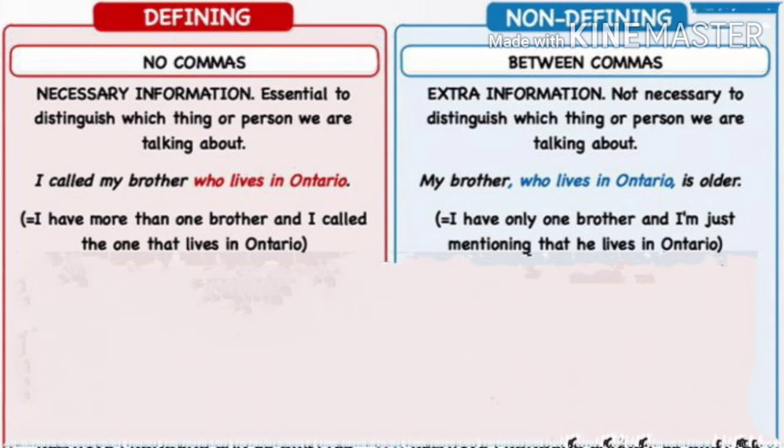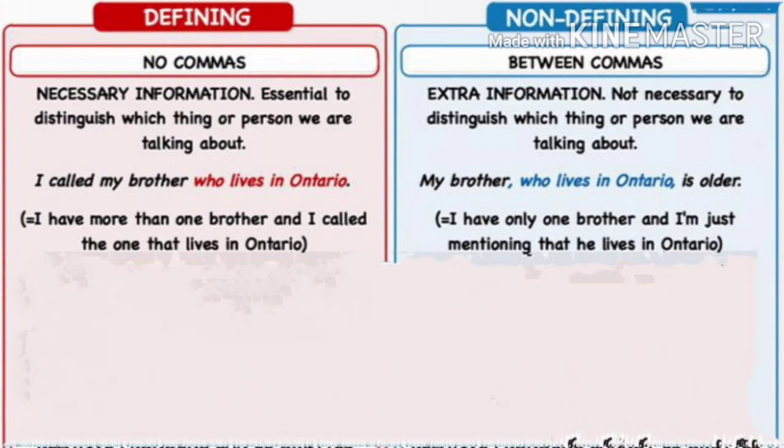Coming to non-defining relative clause, we use the relative clause between commas because it is extra information we are giving here, not necessary to distinguish which thing or person we are talking about. For example, my brother, who lives in Ontario, is older. Here I have only one brother and I'm just mentioning that he lives in Ontario. So here we are not giving the necessary information, we are giving just the extra information.